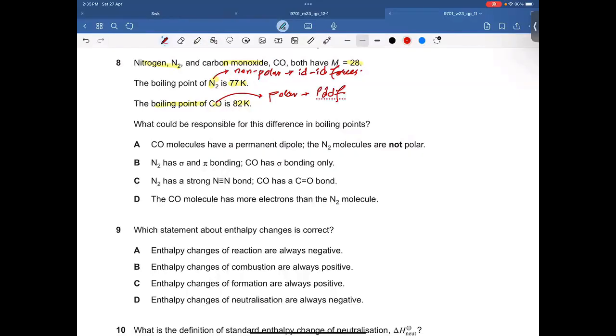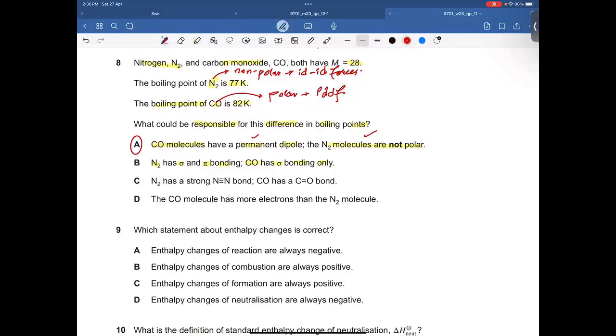All right. What could be responsible for this difference in the boiling point? Carbon monoxide molecule has a permanent dipole. That's right. The nitrogen molecule is not polar. That's also right. So A is going to be the right answer, but let me read the other options. Nitrogen has sigma and pi bonding. Carbon monoxide has pi bonding only.